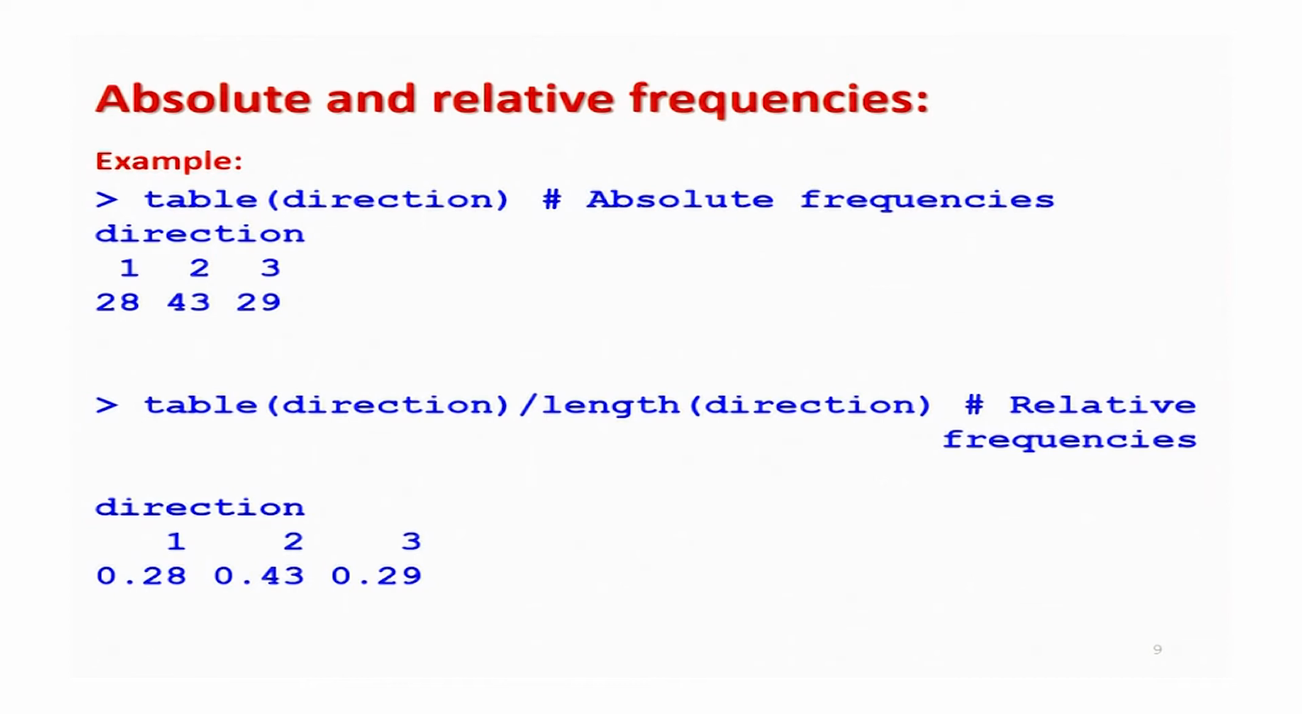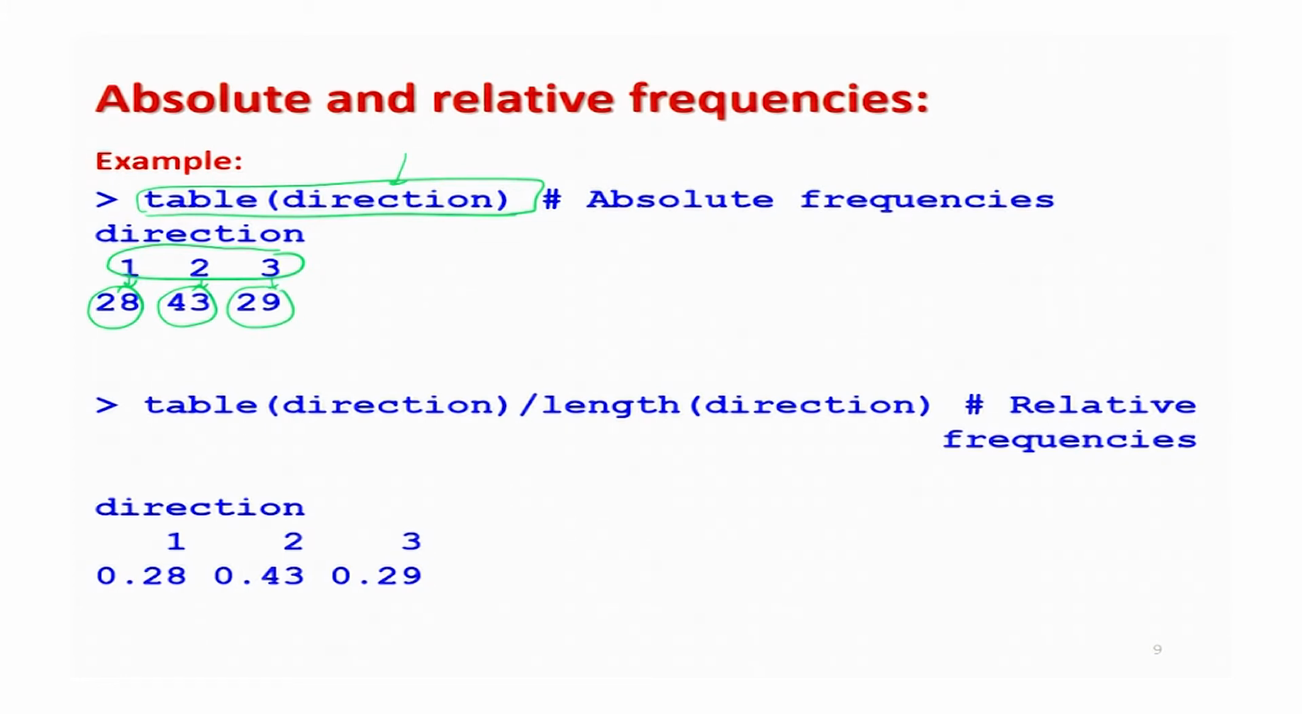Now, if you want to see the distribution of these values, I can find the absolute and relative frequencies. The absolute frequencies are obtained by table, and within the parentheses write the variable name direction. You can see there are 3 directions here, 1, 2 and 3. Direction 1 has made 28 deliveries, direction number 2 has made 43 deliveries, and the restaurant in direction number 3 has made 29 deliveries.